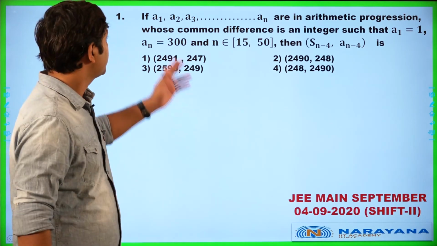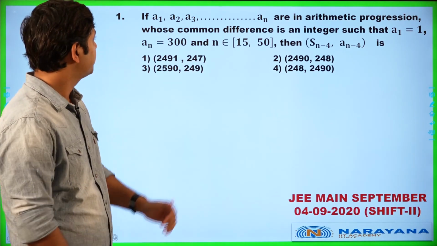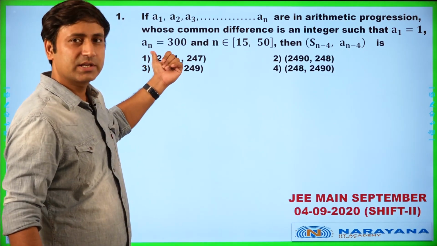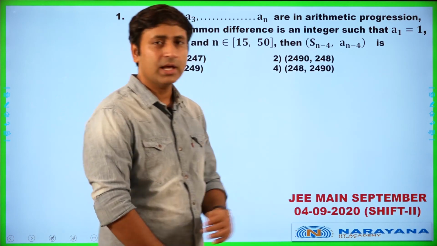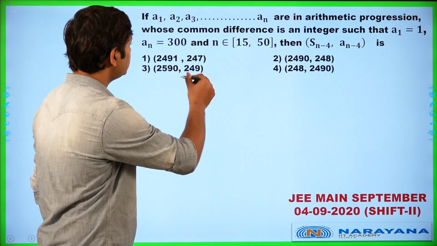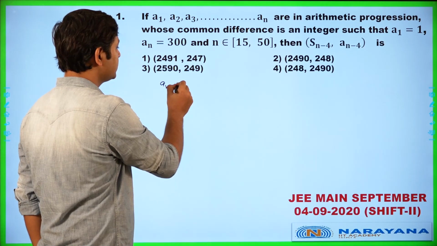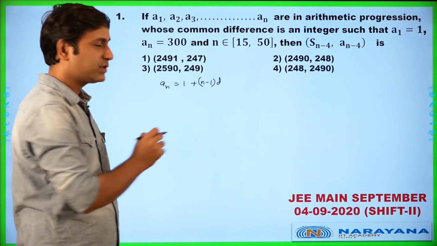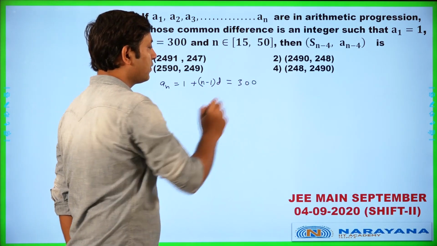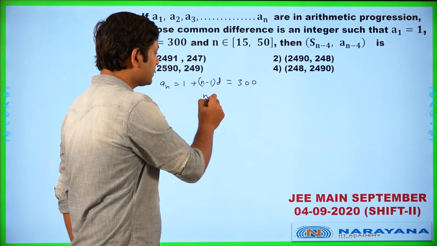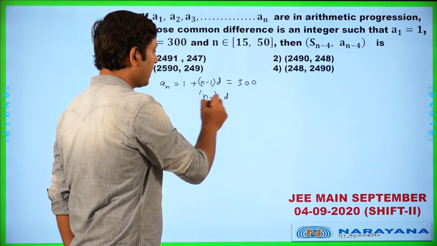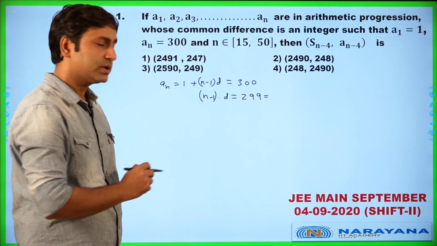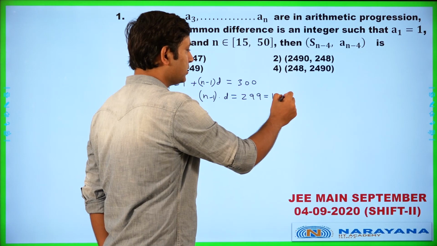In this first question, we have an arithmetic sequence of n terms, where the first term is given as 1, the nth term is given as 300, and the common difference is an integer. Now, we'll write an is equal to 1 plus (n minus 1)d, which is given as 300. From here, we will get that (n minus 1) into d is equal to 299. 299, as you'll notice, is equal to 13 into 23.